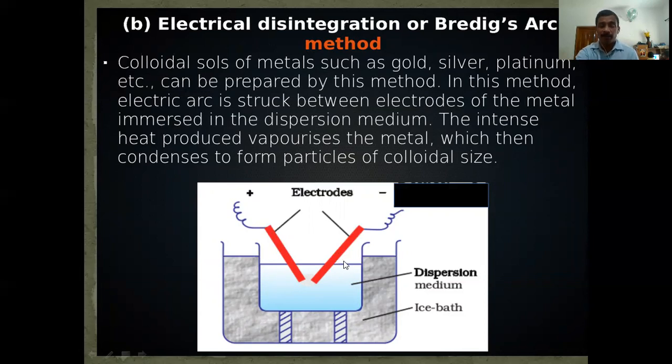Here, the dispersion medium is kept in an ice bath. That is for cooling. You can see two electrodes which are very close to each other, and these electrodes are made up of metals such as gold, silver, or platinum.